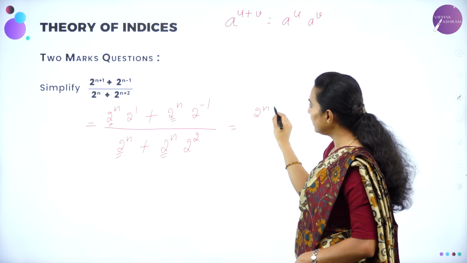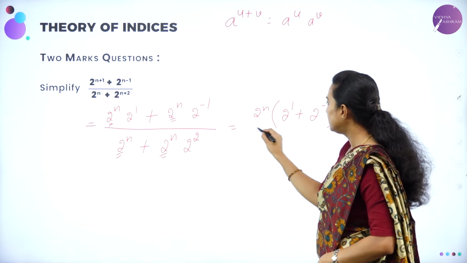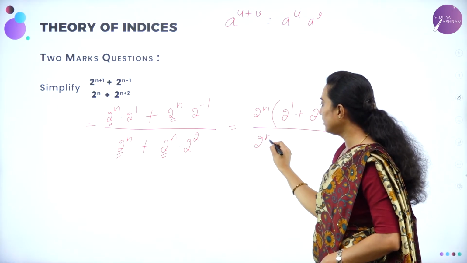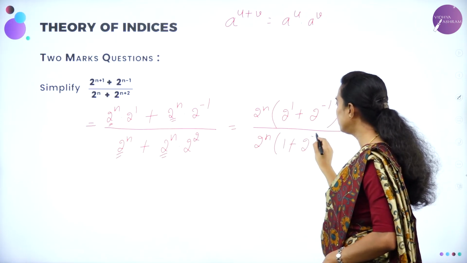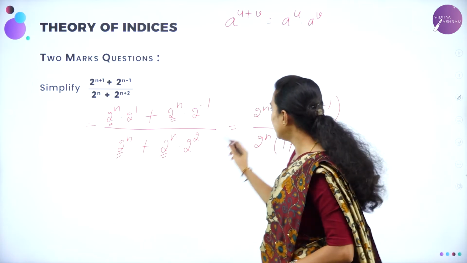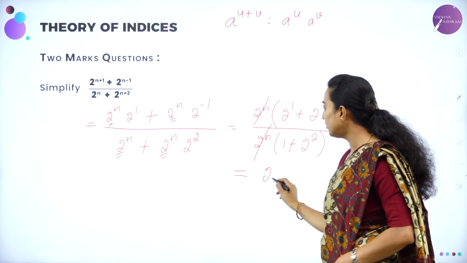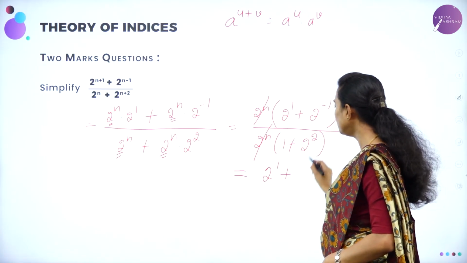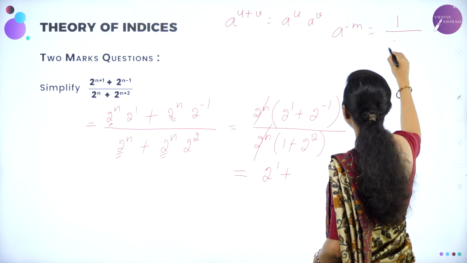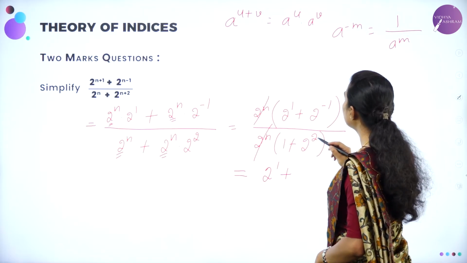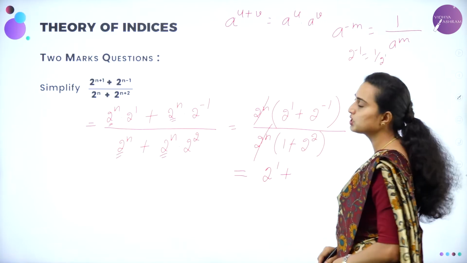2 power n into 2 power 1 plus 2 power minus 1, divided by 2 power n into 1 is remaining, plus 2 power 2. Correct? So 2 power n will get cancelled. You are going to remain with 2 power 1 plus 2 power minus 1. What is a power minus m? It can be written as 1 divided by a power m. So 2 power minus 1 can be written as 1 by 2 power 1, which is 1 by 2.